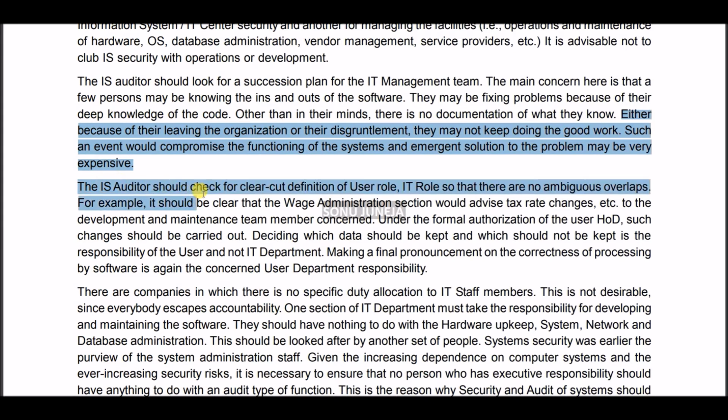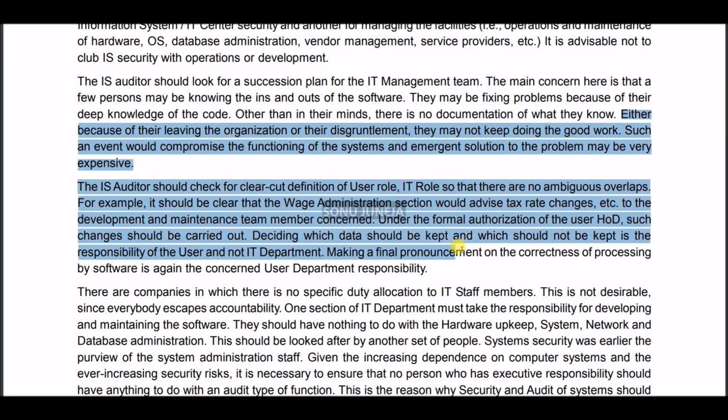The IS auditor should check for clear-cut definition of user role and IT role, so that there are no ambiguous overlaps. For example, it should be clear that the wage administration section would advise tax rate changes, etc., to the development and maintenance member concerned. Under formal authorization of the user head of department, such changes should be carried out.